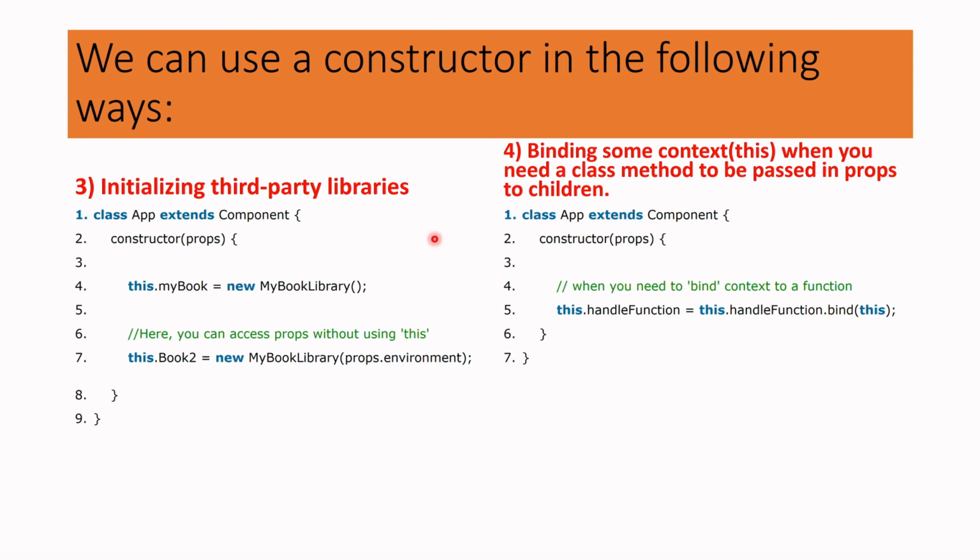Okay, binding some context to this. When you need a class method to be passed in the component to the children, you have to write a component, and then you have to pass this.handleEvent equal to this.handle.bind(this). So when you need to bind the context to a function, you have to write this.handleFunction.bind(this), but we have already seen that, and then the handle function will be called anywhere in the program. So this will be used for binding some context when you are using a class component, and to pass the props to your children.